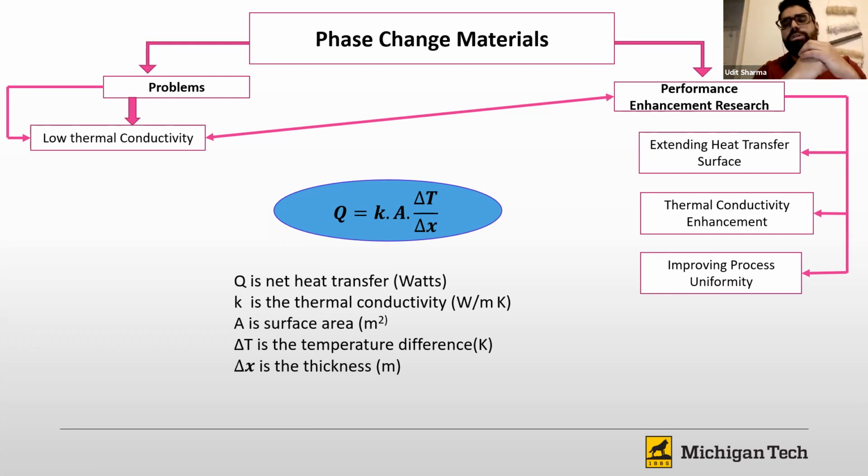The third is improving process uniformity. This term is with respect to delta T, in which we want to make sure that the temperature is uniform throughout and there are no large differences or fluctuations. You can implement it by using different combinations of phase change material with different melting and solidification temperatures.